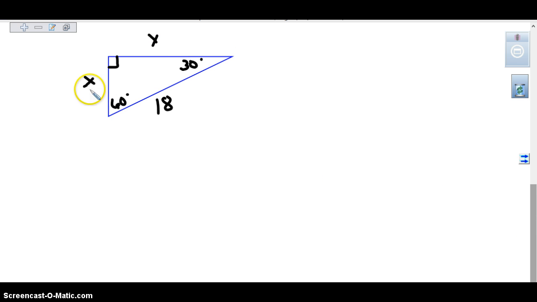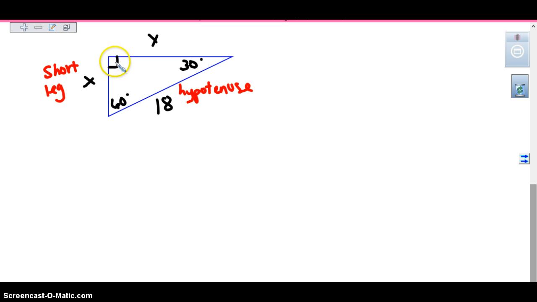If we need to identify the unknown length, and we see that this is a special right triangle, this is a 30, 60, 90 triangle. Let's start by identifying the sides. 18 is what? 18 is a hypotenuse. X would be the short or the long leg? X would be the short leg. The leg that goes from 90 to 60 is the short leg. The leg that goes from 90 to 30 is the long leg.